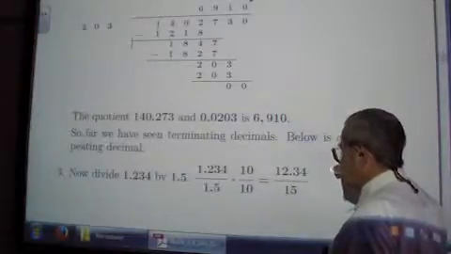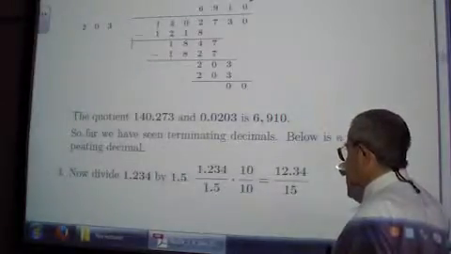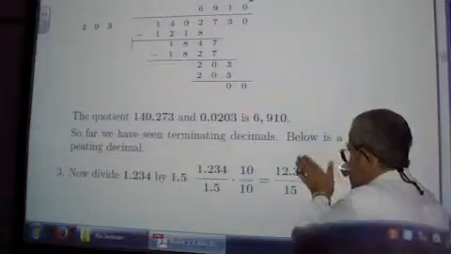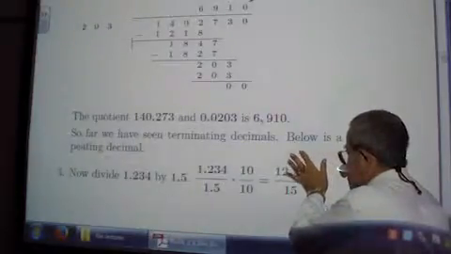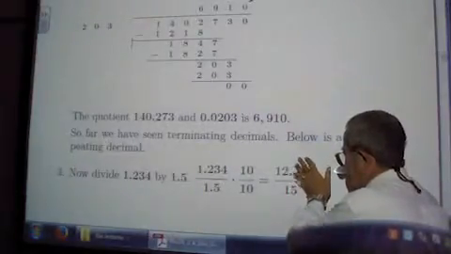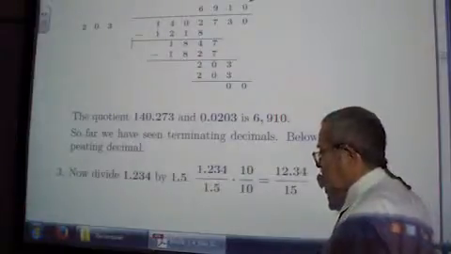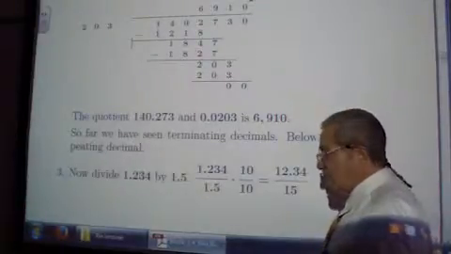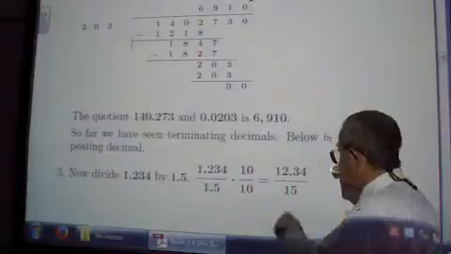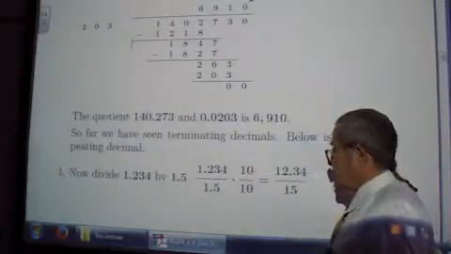Could I tell approximately what the answer should be? 12 and 15. 3 goes in here 4 times, in here 5 times. That's about 4 over 5 or 8 over 10. The answer should be a little bit more than 0.8.